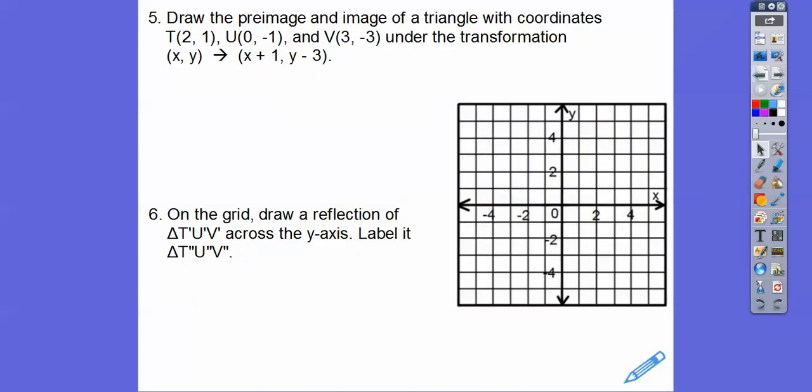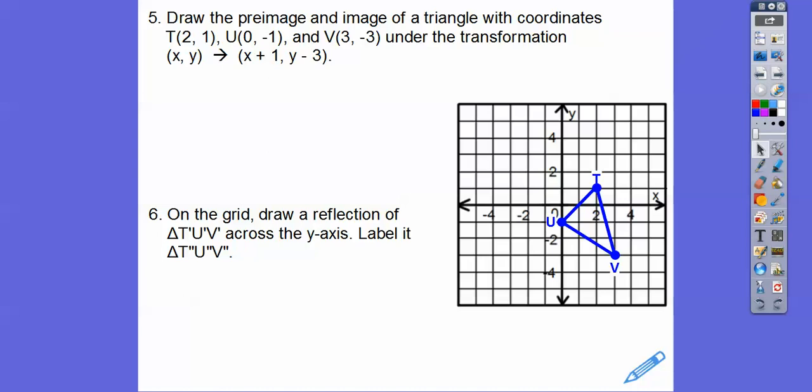So draw the pre-image of triangle TUV under the transformation (x, y) goes to (x plus 1, y minus 3). Okay, so let's go ahead and graph these 3 points. We're going to go over to the right 2, up 1. U is going to be 0, negative 1, and then 3, negative 3. Okay, so there's that figure right there.